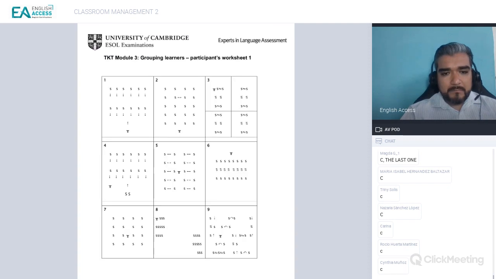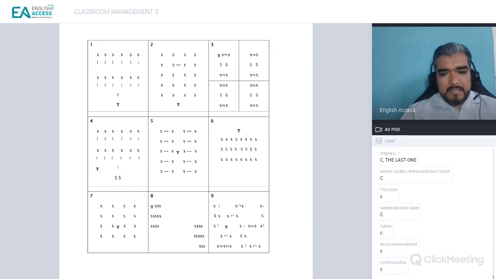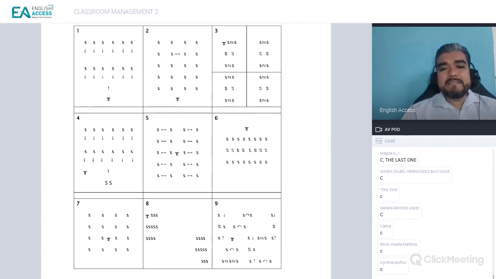Look at this picture. In this picture, the letter S means student, and the letter T means teacher. Okay? So listen up. I'm going to read it because I want to do it faster. And you need to tell me what picture I am describing.